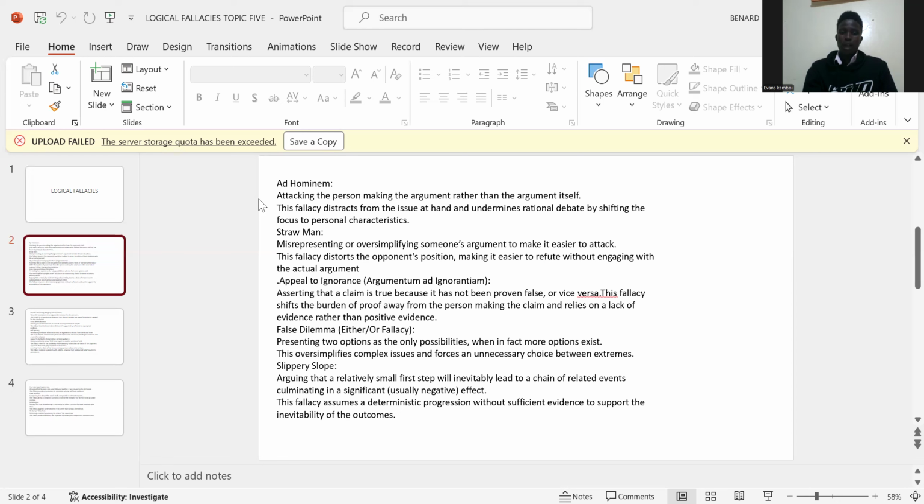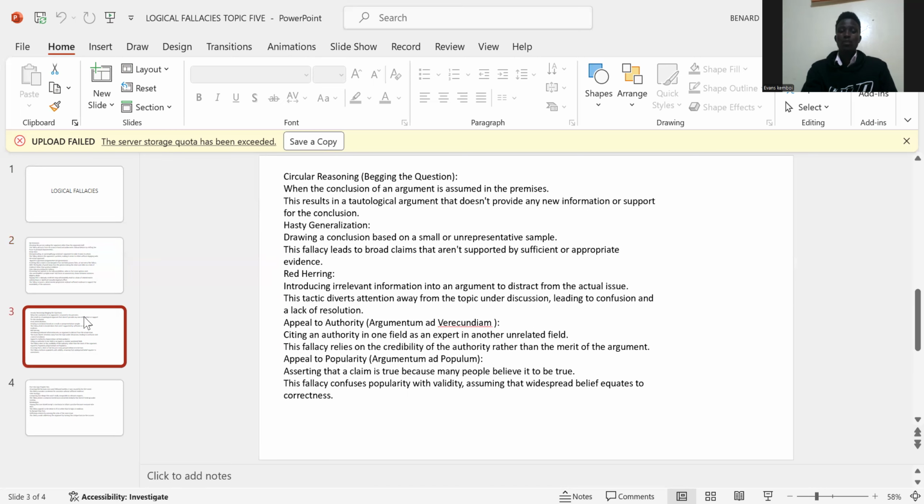Slippery slope: arguing that a relatively small first step will inevitably lead to a chain of related events culminating in a significant, usually negative effect. This fallacy assumes a deterministic progression without sufficient evidence to support the inevitability of the outcomes.